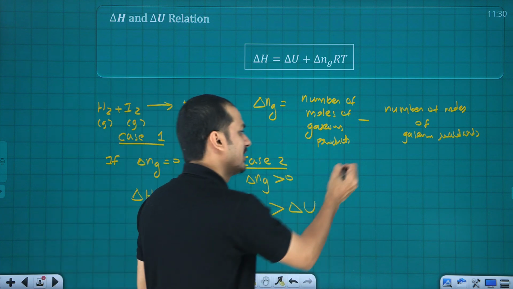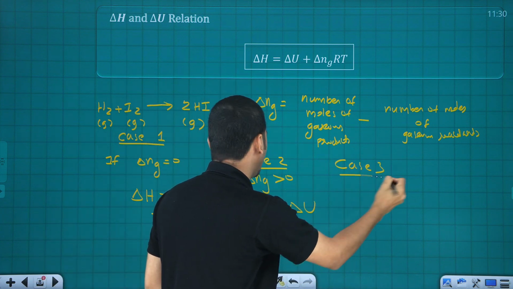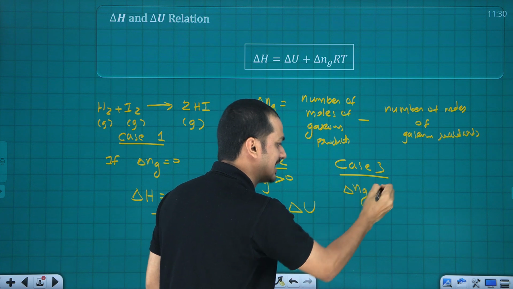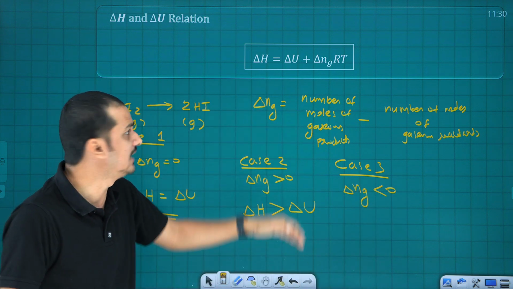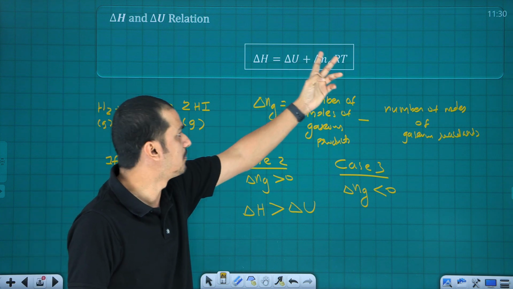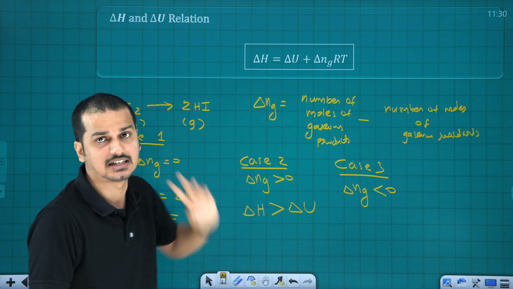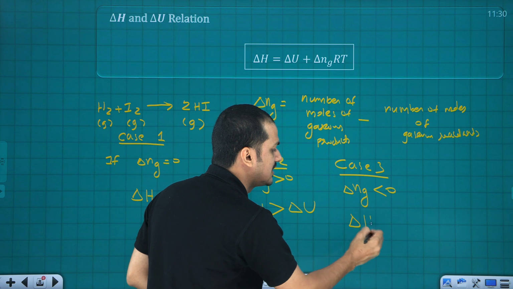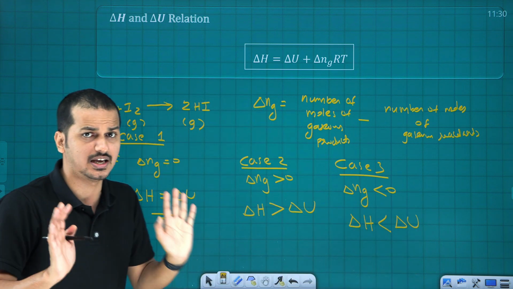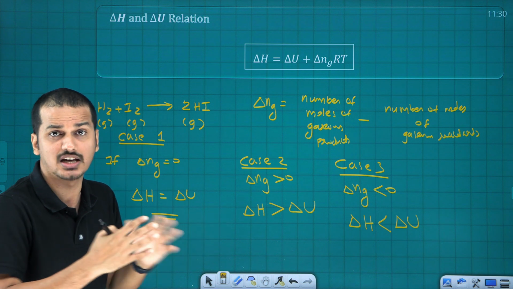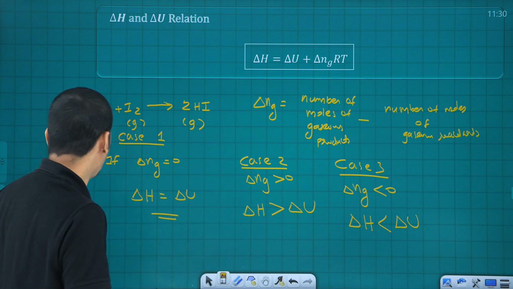And case 3, what about case 3? Delta Ng value is less than 0. If delta Ng value is less than 0, it means from delta U you are subtracting something, then only you will get delta H. That means delta H value is less than delta U. This much idea you have to keep it in mind. Okay, clear? Ready? That related question may come. Clear? Yeah. We can move to the next idea.